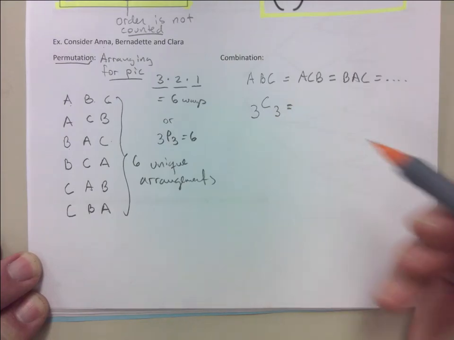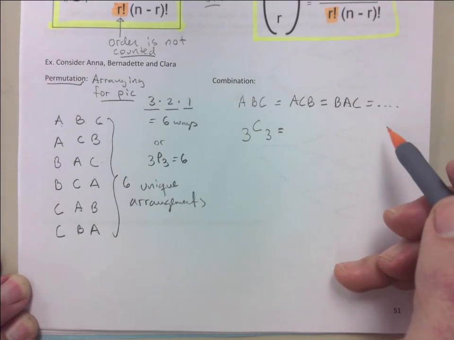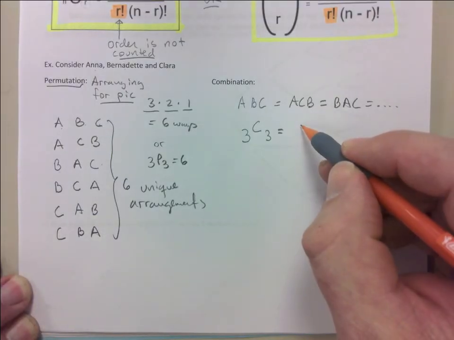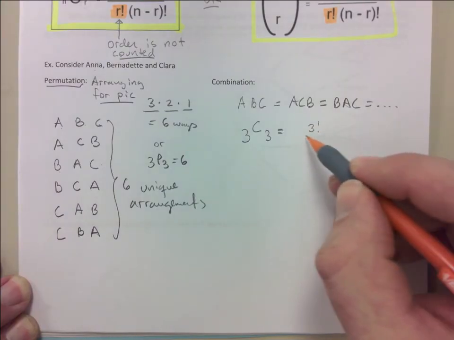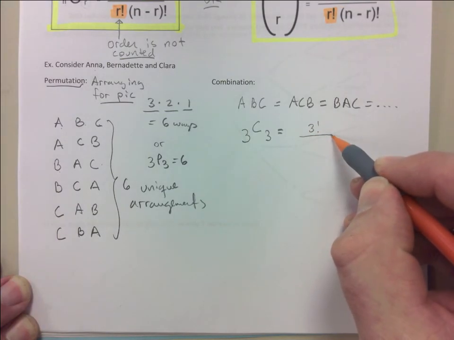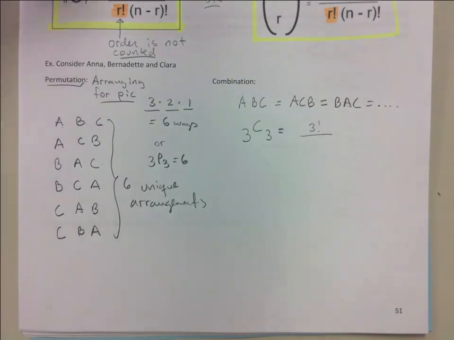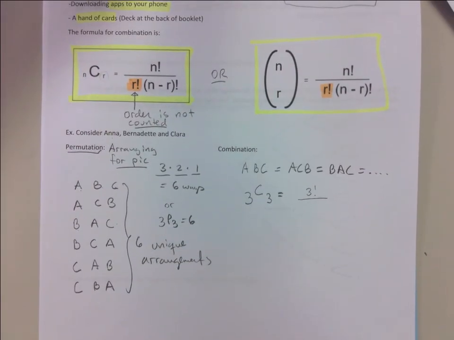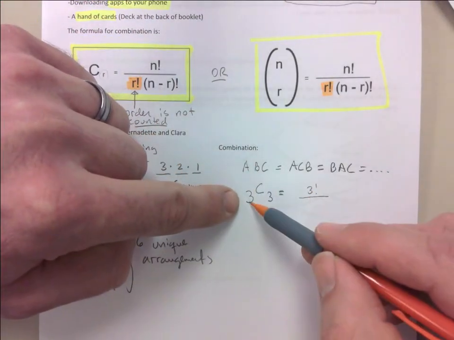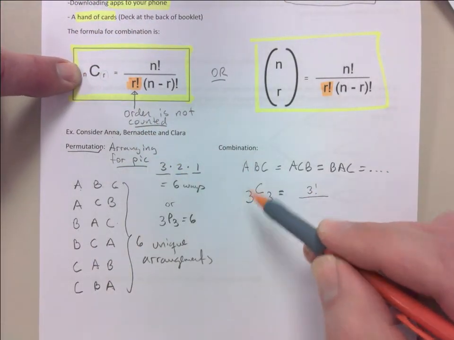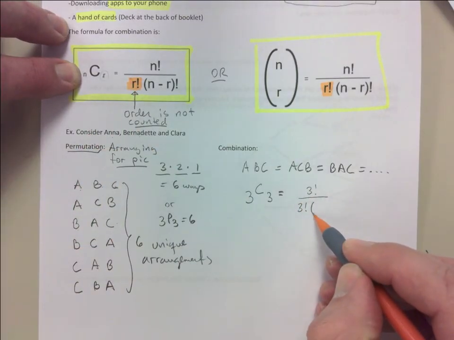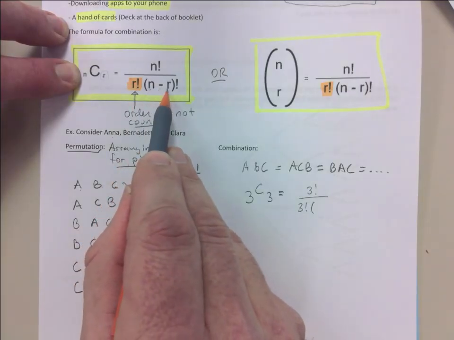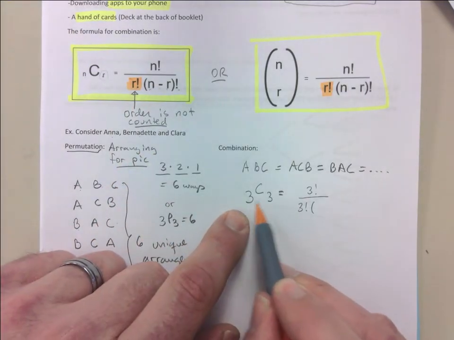Let's use our formula. It would be n factorial. What's n? This is n, right? So 3 factorial over r factorial. I'm using the formula, by the way. I'm going to have that on the screen here. n factorial, this is n. r is here, so r factorial, 3 factorial over n minus r factorial. So n minus r.